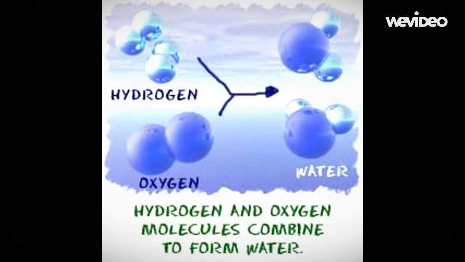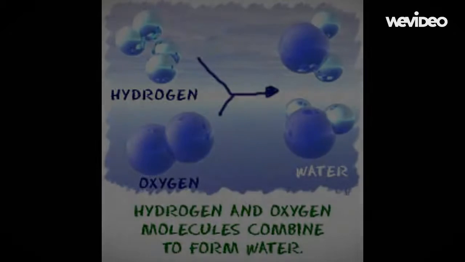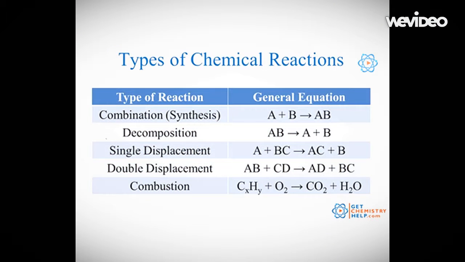A chemical reaction is the change of a substance into a new one that has a different chemical identity. There are 5 different types of chemical reactions: synthesis, decomposition, single replacement, double replacement, and combustion.